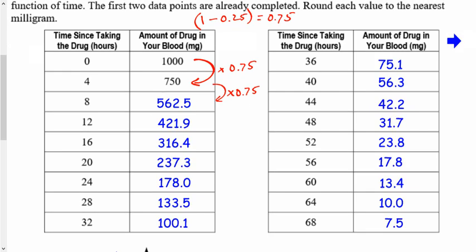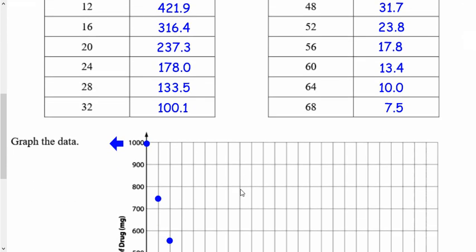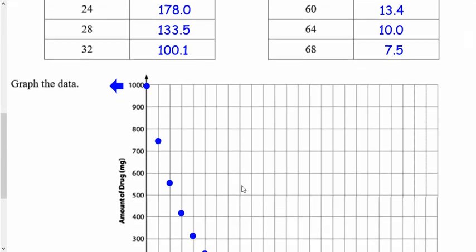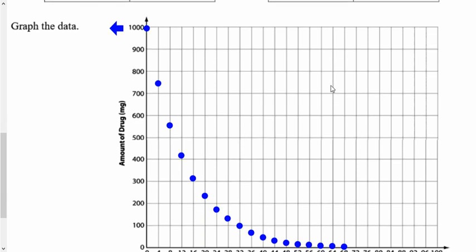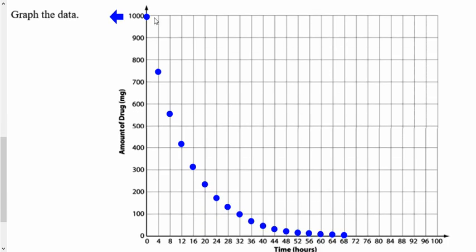Well, here's my completed table. You'll see that I rounded to the nearest tenth of a milligram. That's not what we were asked to do, so if you rounded to the nearest whole milligram, that's perfectly fine. I can't graph the nearest tenth on my graph anyhow. I can't be that precise, so it really wasn't useful to keep that nearest tenth. But here's what I ended up with in terms of my graph, and hopefully you have something that looks similar.